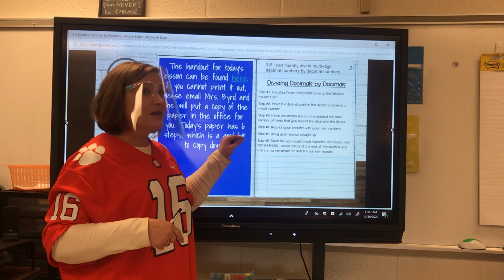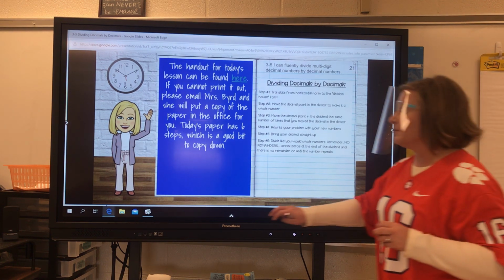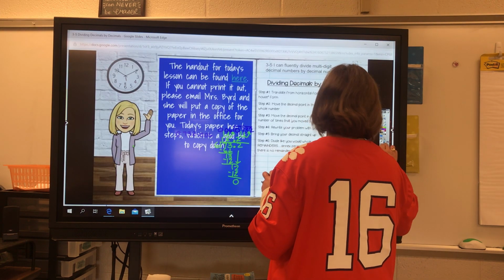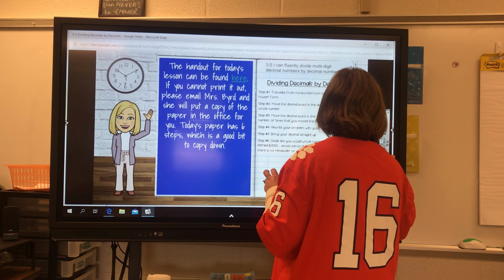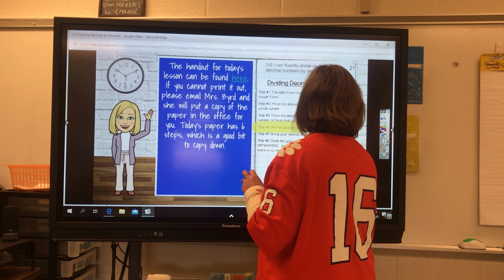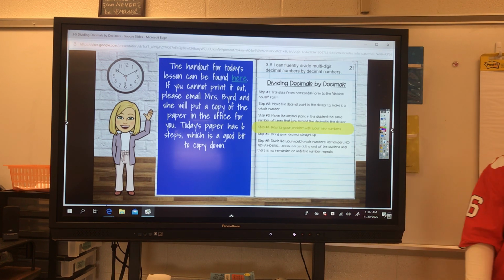Number 4, rewrite your problem, okay? You must rewrite your problem. So I want you to take your highlighter and I want you to highlight that part, okay? This is a part where students don't really like to do this. They don't like to do that because it takes up time, okay? It is very important, step 4. If you do not rewrite it, you are going to make a mistake in where your decimal should be, okay?